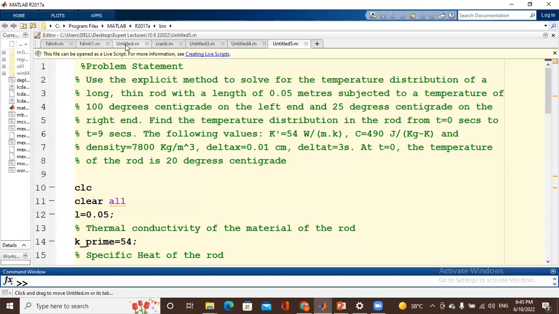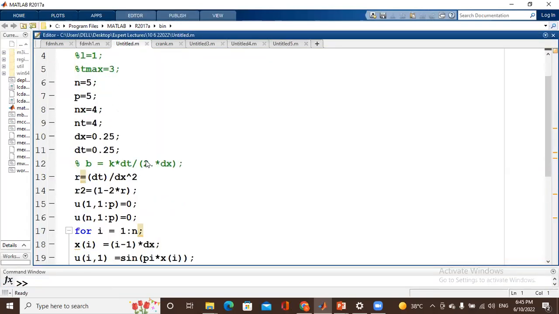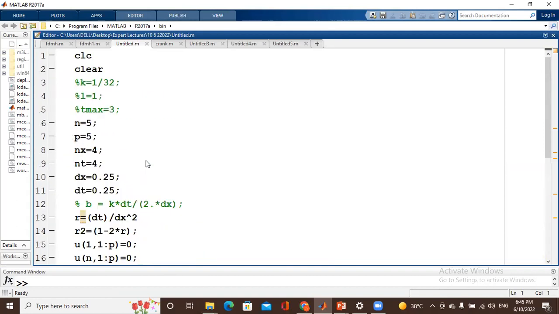So suppose our problem, how to define the Matlab program. So obviously first we write the n. N is equal to 5. The value of n is the discretization. Okay. Value of p is also discretization. Nx is a length. Nt is also length of time.